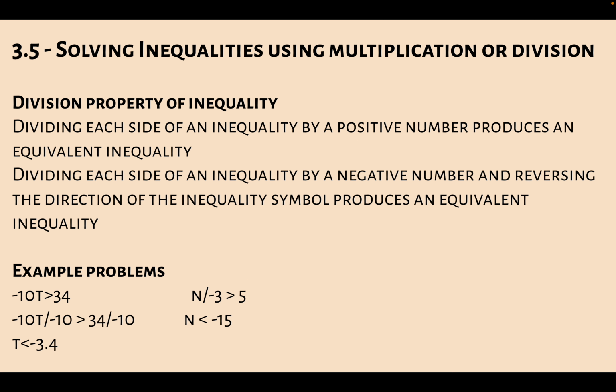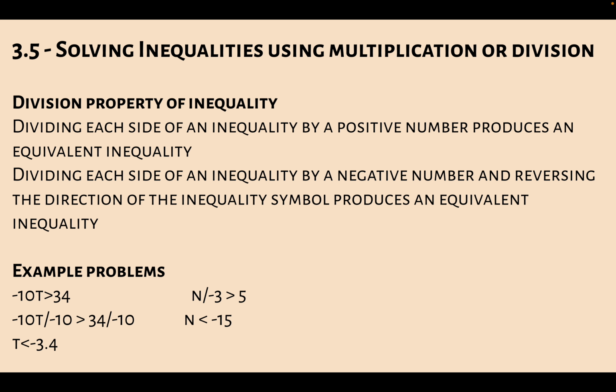Next, we have the division property of inequality. So dividing each side of an inequality by a positive number produces an equivalent inequality. Dividing each side of an inequality by a negative number and reversing the direction of the inequality symbol produces an equivalent inequality. Next, we have some example problems. First, negative 10t is greater than 34. We can first divide by negative 10 on both sides and ultimately get a final answer of t is less than negative 3.4.